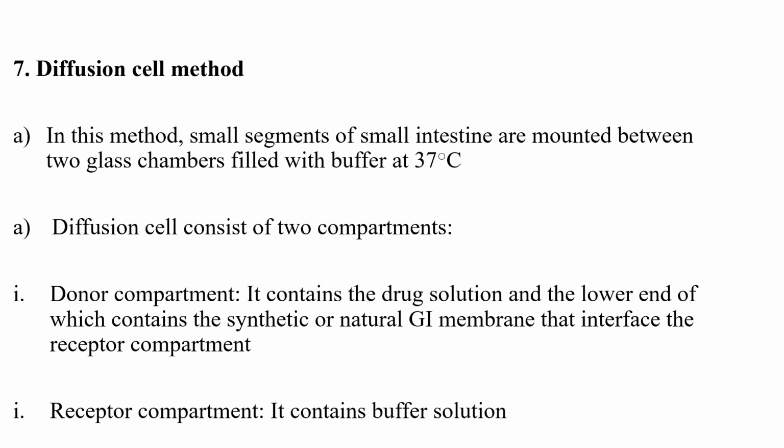In this method also, a small segment of small intestine is taken, but here it is mounted between two glass chambers filled with buffer at 37 degrees Celsius. The diffusion cell contains two compartments, the donor compartment and the receptor compartment. The donor compartment contains a drug solution, and the lower end of it contains the synthetic or natural GI membrane that interfaces with the receptor compartment. The receptor compartment contains the buffer solution.